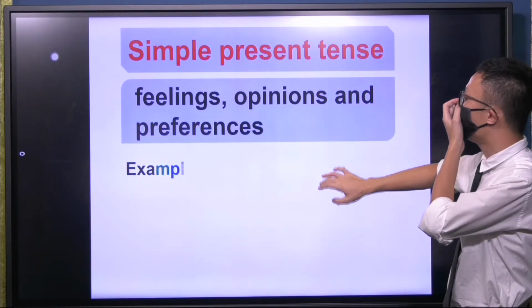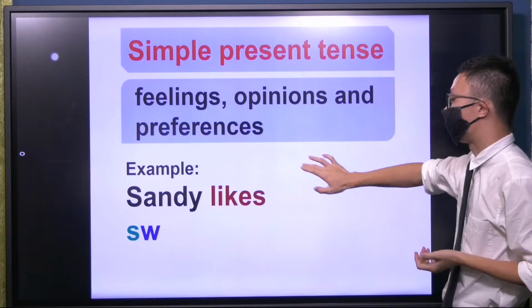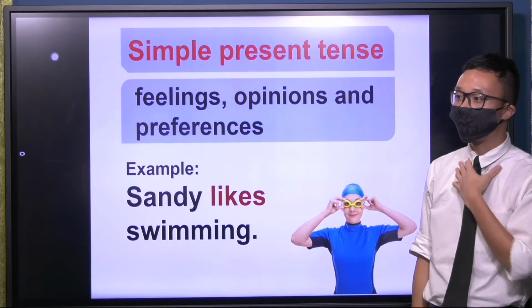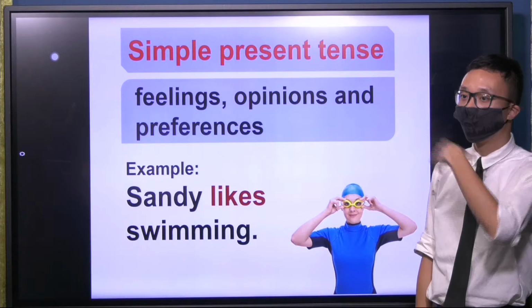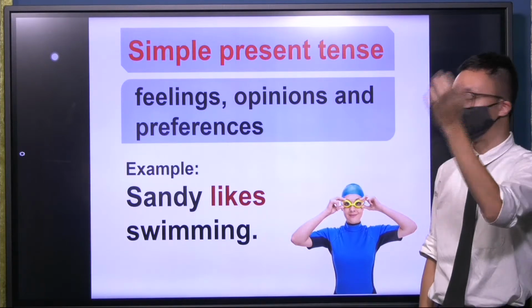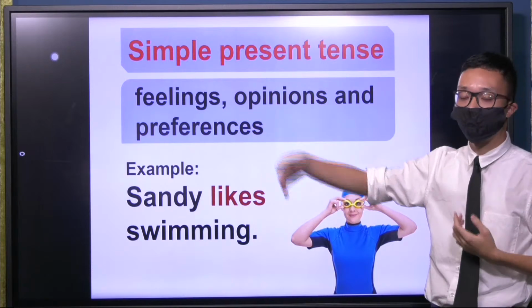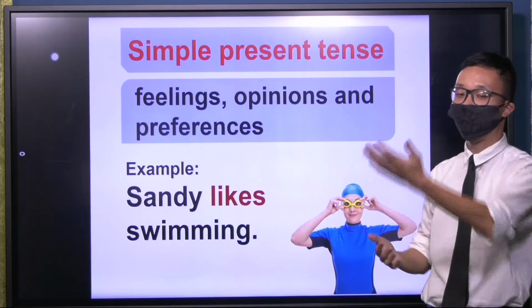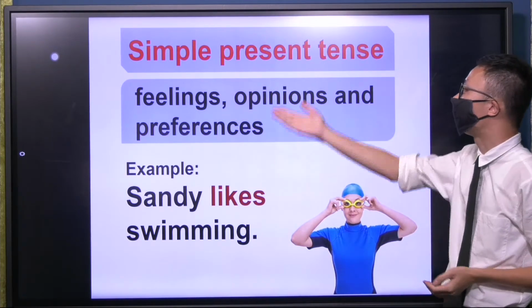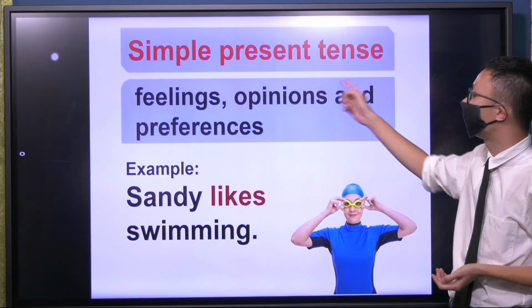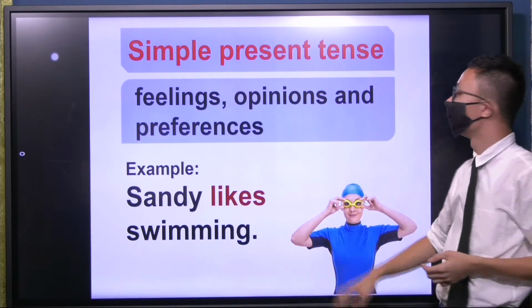We also use the present tense for this one. Sandy likes swimming. I like singing and playing guitar. Mr. Chan likes football. These are true: Miss Long likes Mother Teresa, and Mr. C likes superheroes. These are feelings, opinions, preferences. They are true, and these are preferences.